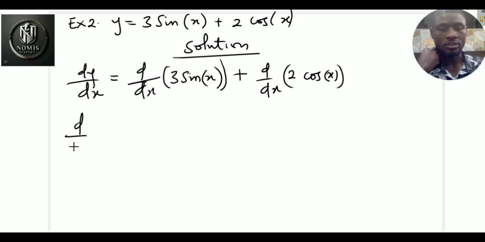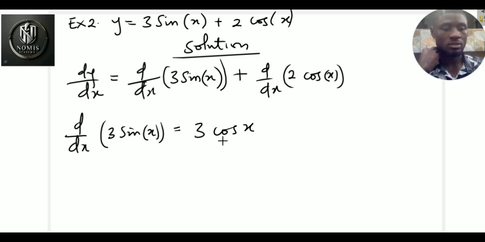d/dx of 3 sine x. So this will be equal to 3 cos x. Because remember that if we differentiate sine, we are going to have cos. So if we differentiate sine x, we are going to have cos x. And then we have this 3. So this is 3 cos x, because 3 multiplies the entire sine x.